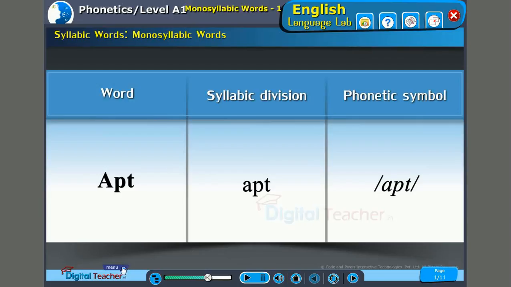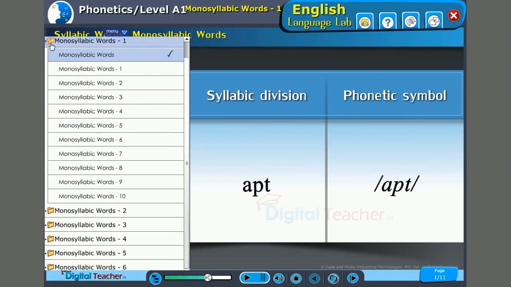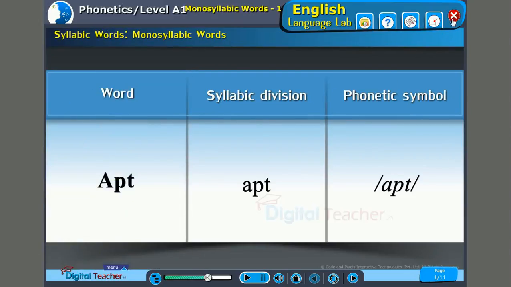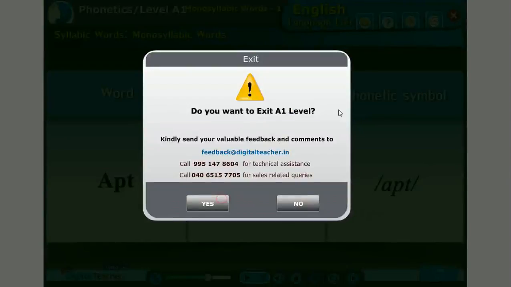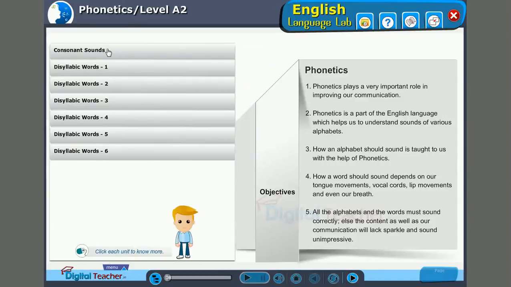Like this, we'll have a number of words under monosyllabic words, and likewise a number of units here. So this is about the A1 section. Now let us move on to A2. Here we can see the units that are covered under the A2 section.